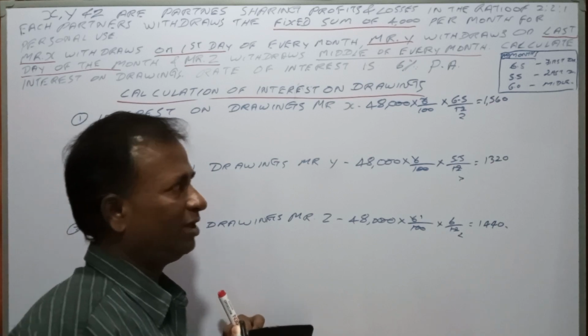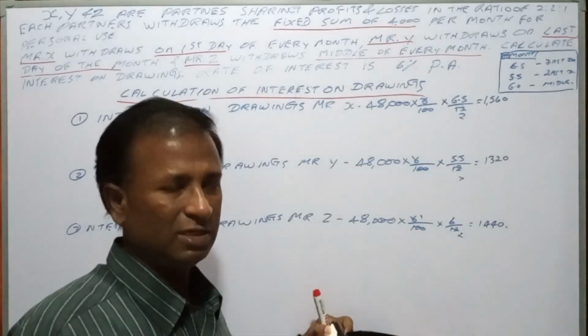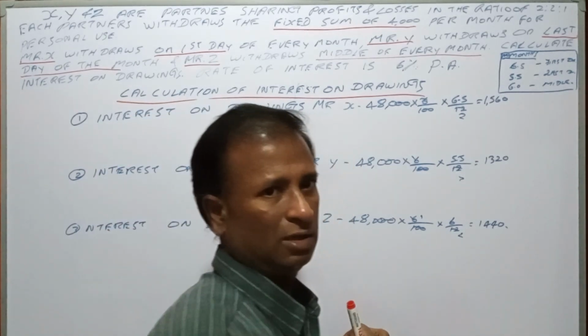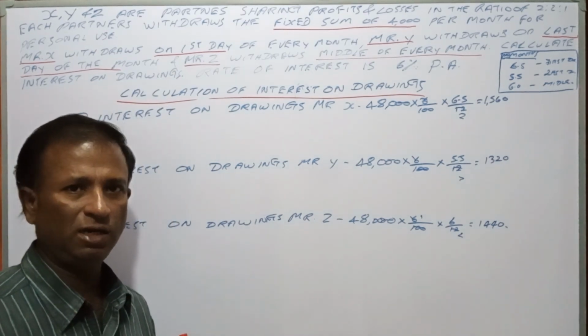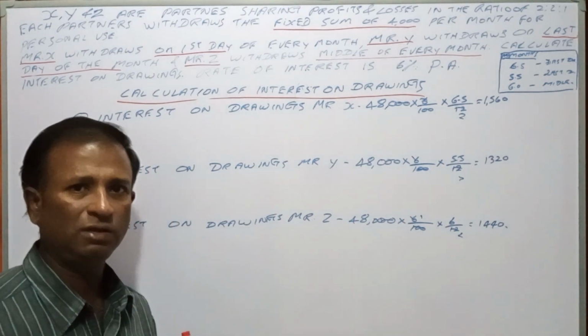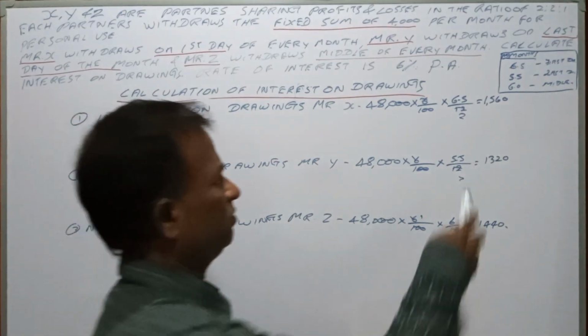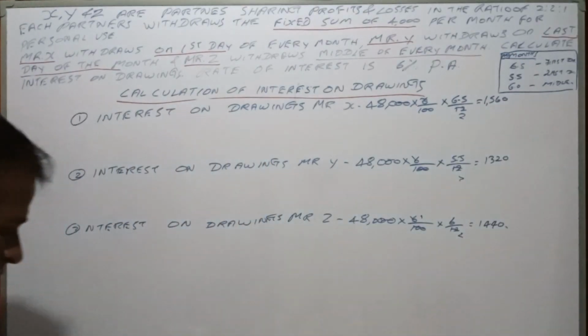Every beginning of the month, if the drawing is done, 6.5 months. Every last day of the month, if the drawing is done, then 5.5 months. If the drawings are done in the middle part of every month, that means 6 months. So if you keep these numbers, it will be easy for your calculation.